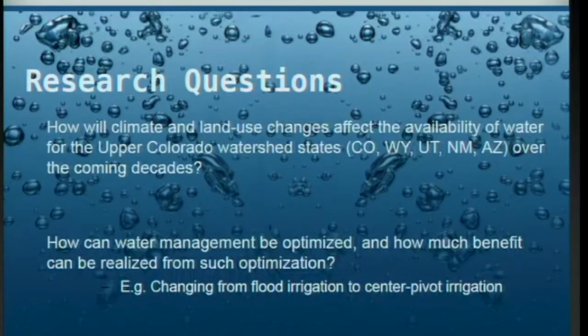And then the second thing that we want to ask is, how can we optimize water management, and how much water can we save? So, for example, there's a big question about if you change from flood irrigation, where you basically just open a gate and let water run out onto the field, to center pivot irrigation, those big circles where you have an arm that goes around to pivot sprinkling water. How does that affect return flows?